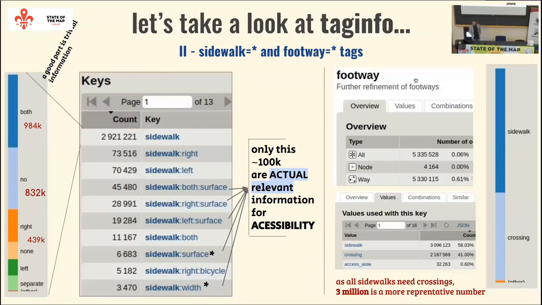There are so few mapped types of surface in the tagging schema, and so few features with it mapped in the tagging schema. On the other hand, when we look at the footway tags, that is the main part of the sidewalks mapped as geometries, we see that there are 5 million features. But knowing that each sidewalk needs a crossing, actually the 3 million, that's the number of the footways with the sidewalk value, is a really more representative value.